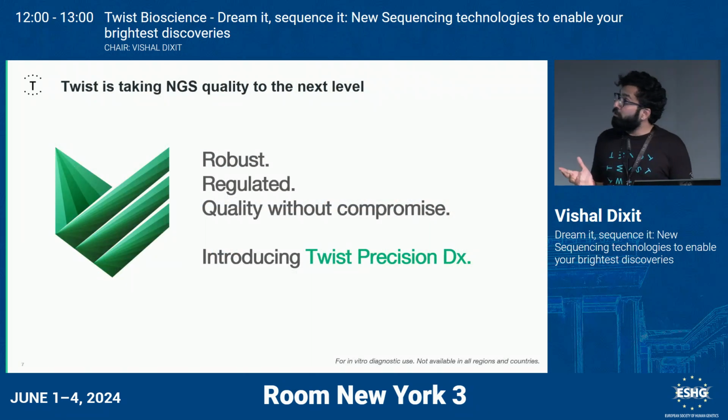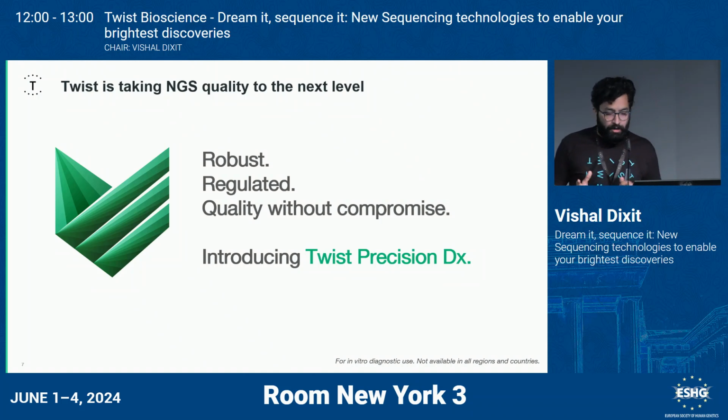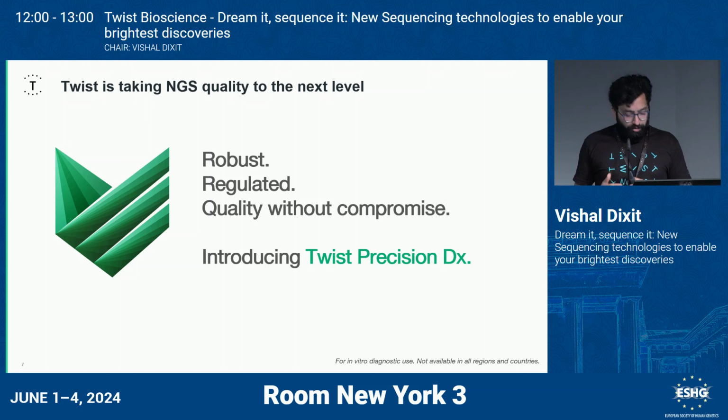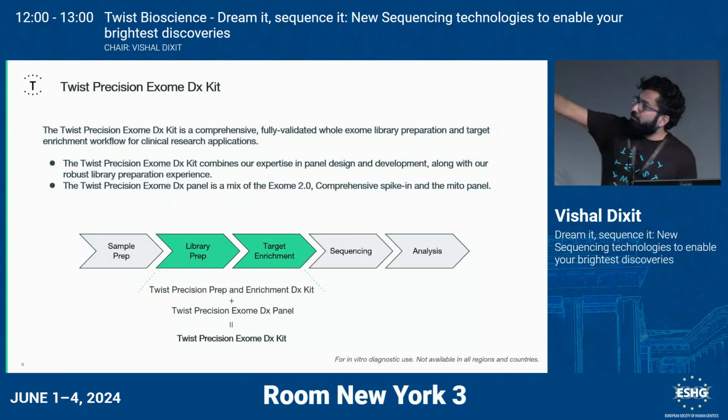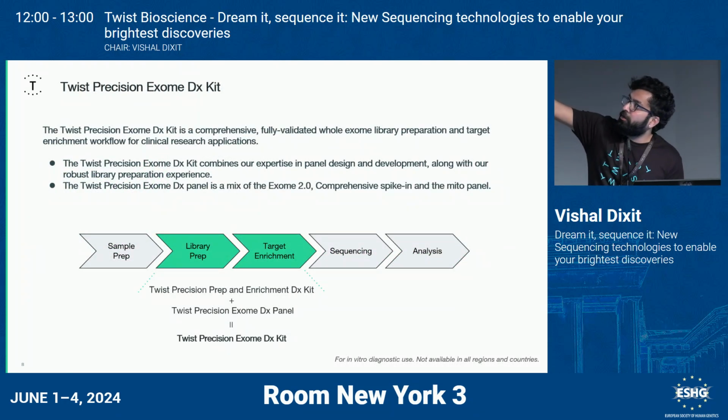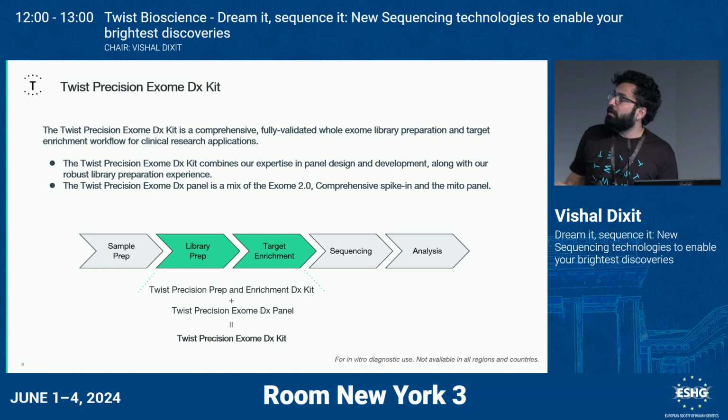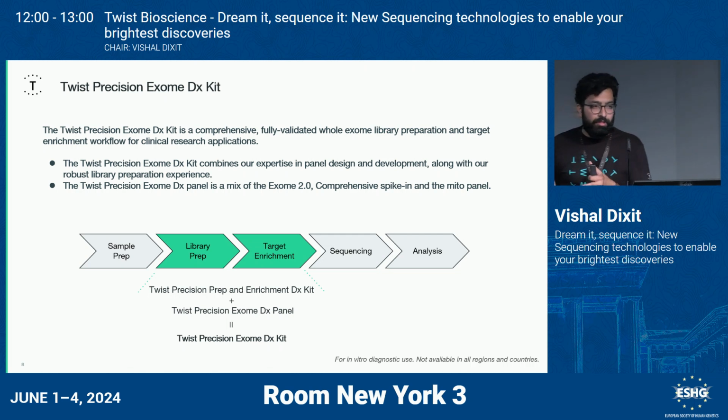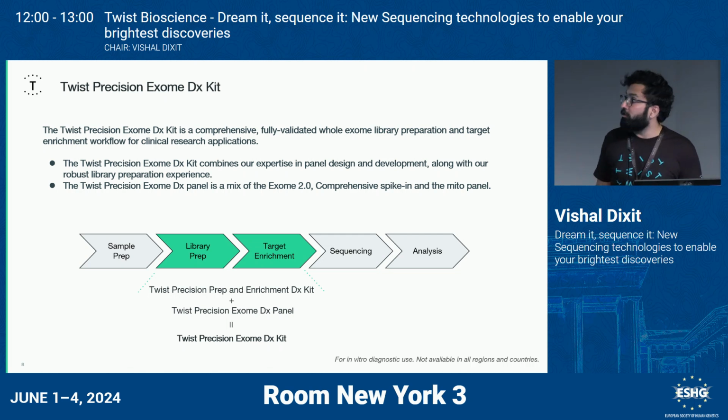I would like to introduce our new, recently launched Twist Precision DX, or CE-IVD workflow, for the Twist exome, which involves a complete workflow. The green part represents the Twist kit. It's all CE-IVD marked, which is Twist Precision Prep, based on enzymatic fragmentation. Then we also have the enrichment DX kit, along with the Twist Precision Exome DX panel. This contains not only exome genes, but we have also spiked in the mitochondrial region. So once you have a CE-IVD exome from Twist, you have complete coverage of the genome.